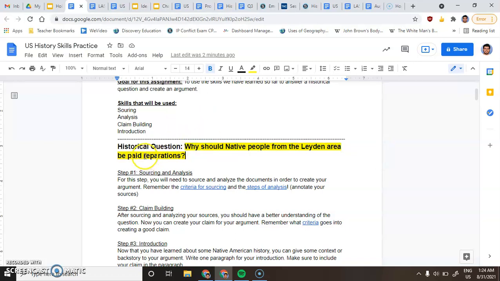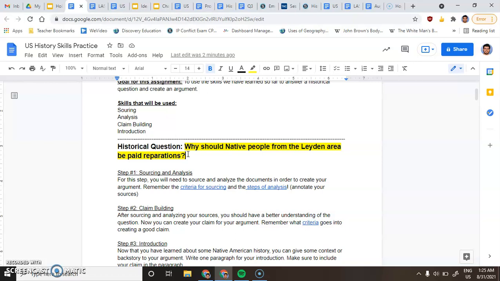Now let me break this down a little bit very quickly, because this might be a little confusing. This word here, reparations, what does that mean? A reparation is when the government tries to right a past wrong. When the government recognizes that they did something wrong to a person or a group of people in the past, and they try to make it right today. Usually it's through some form of payment, money, but it could be other things as well. So that's the idea behind reparations, right?